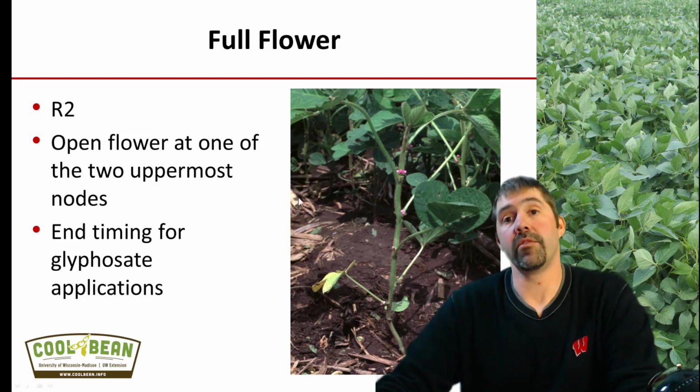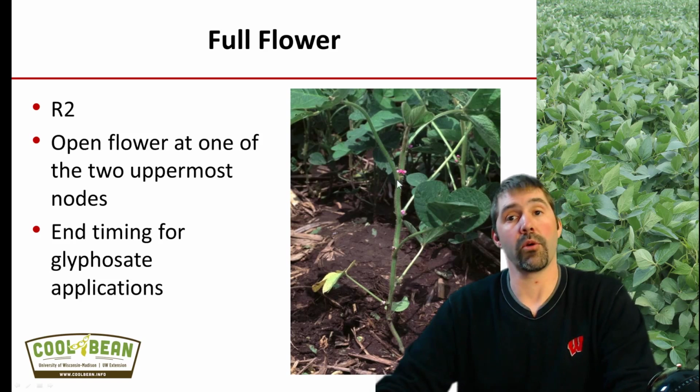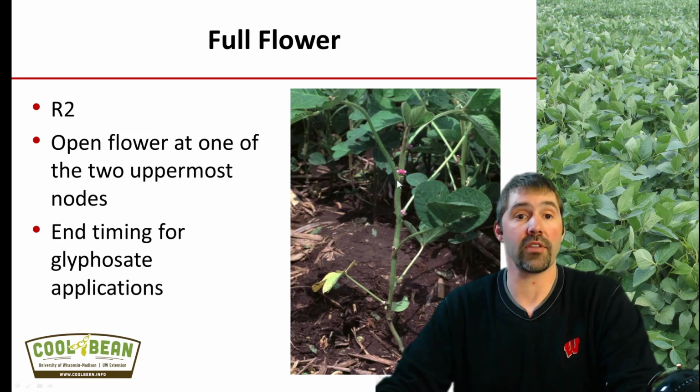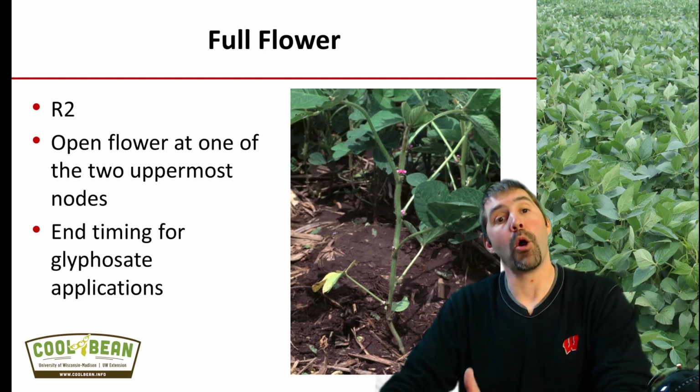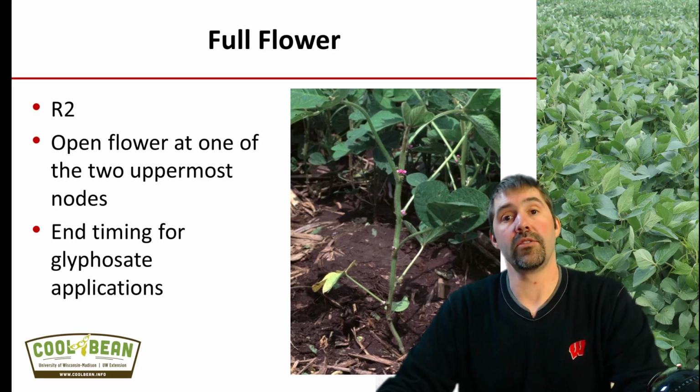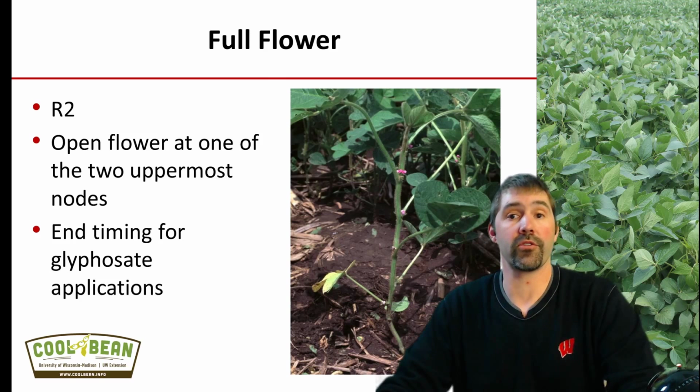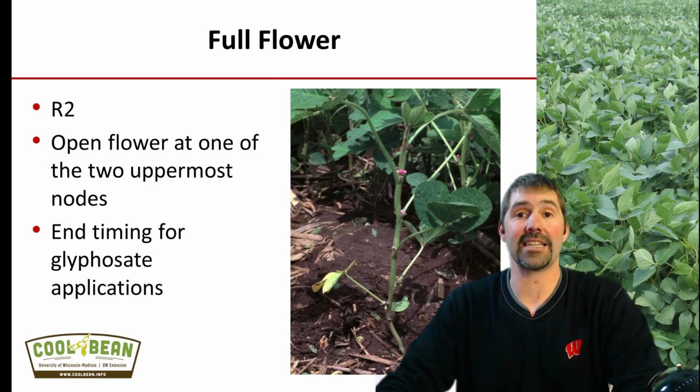So from VE all the way up to this R2 growth stage, which is usually a 6-week to 8-week window, growers have an application timing to apply glyphosate or Roundup. But once we hit this timing, any application post R2 is deemed off-label, and therefore growers should not be applying glyphosate at that timing.